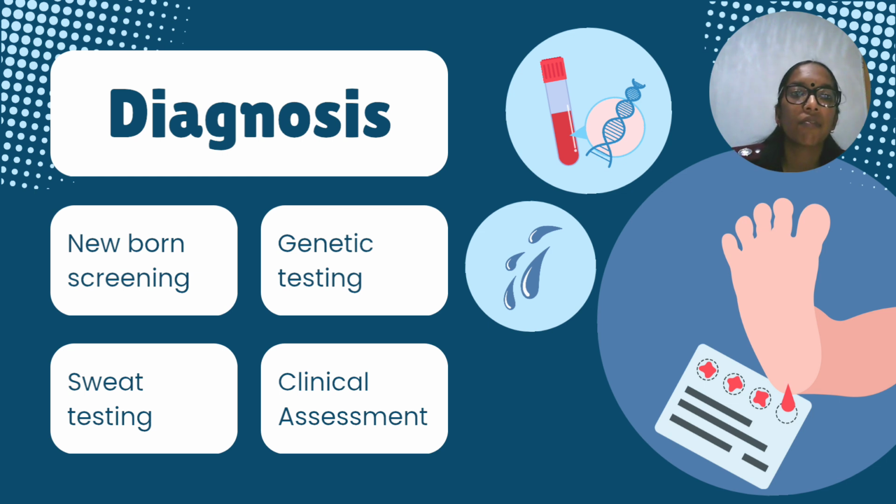where if a child or an adult shows symptoms of cystic fibrosis, a sweat test is performed to measure the amount of chloride in their sweat, as people with cystic fibrosis have higher levels of salt in their sweat. We can then do genetic testing, where genetic testing can be done to identify mutations in the CFTR gene, which is responsible for cystic fibrosis, or clinical assessment to assess the patient's symptoms and complications.